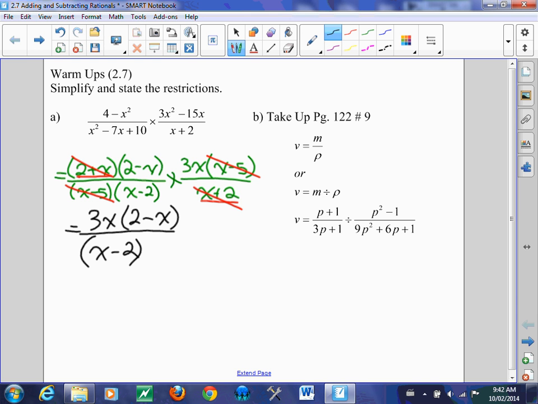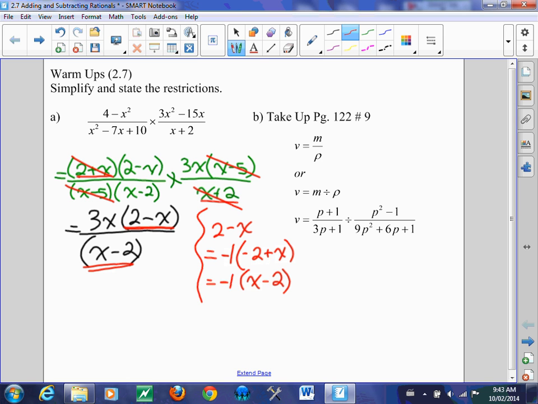I want you to take special note of these two factors here. They are very similar. The only difference, ladies and gentlemen, is that they have opposite signs. So how do we make something opposite? For example, we've got negative 2 minus x. If I factor out a negative 1, I'm going to have negative 2 plus x. And if I just bring that in proper order, it's going to be negative 1 times x minus 2.